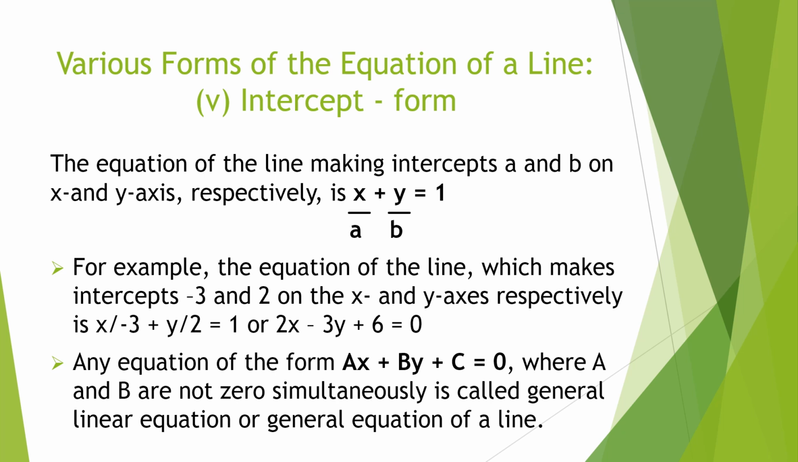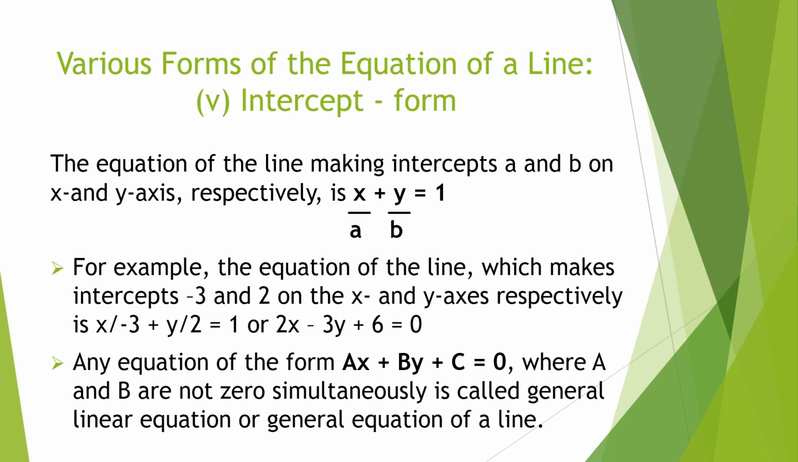Fifth form of the equation of a line, that is the intercept form. This is when both the intercepts are given to us. The equation of the line making intercepts a and b on the x-axis and y-axis respectively is x upon a plus y upon b equal to 1. For example, the equation of a line which makes intercepts -3 and 2 on x and y-axis respectively will be, on simplification, 2x minus 3y plus 6 equal to 0.